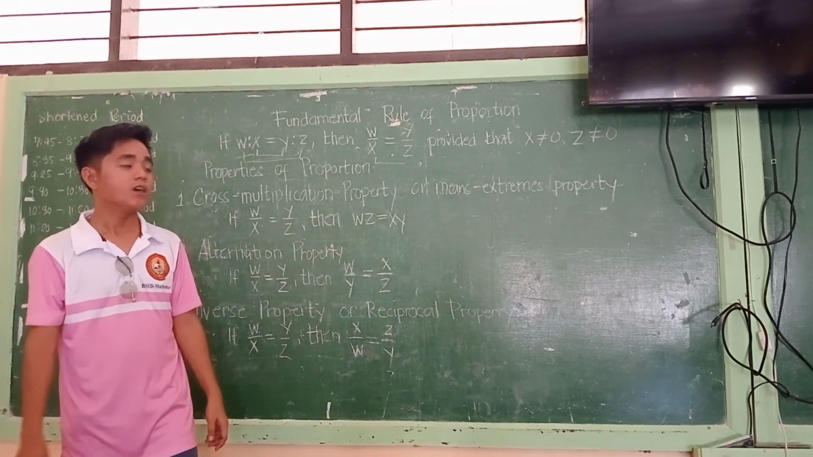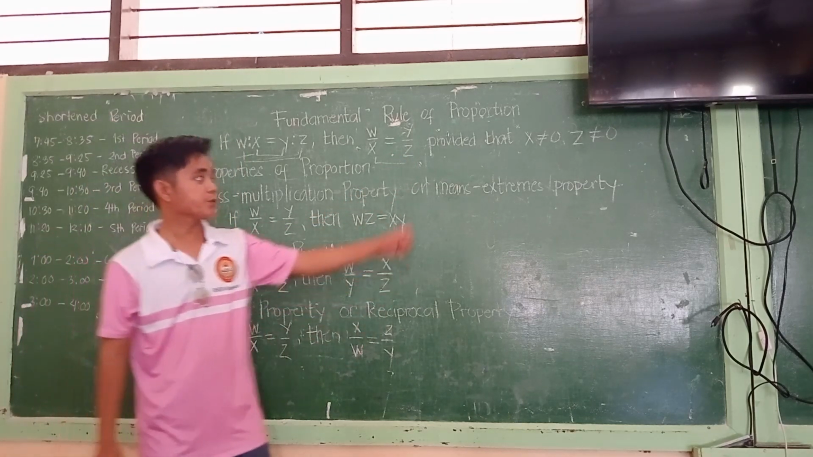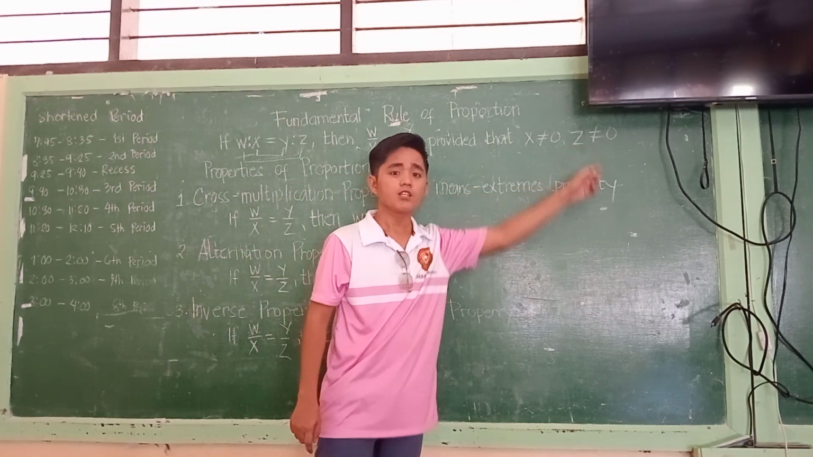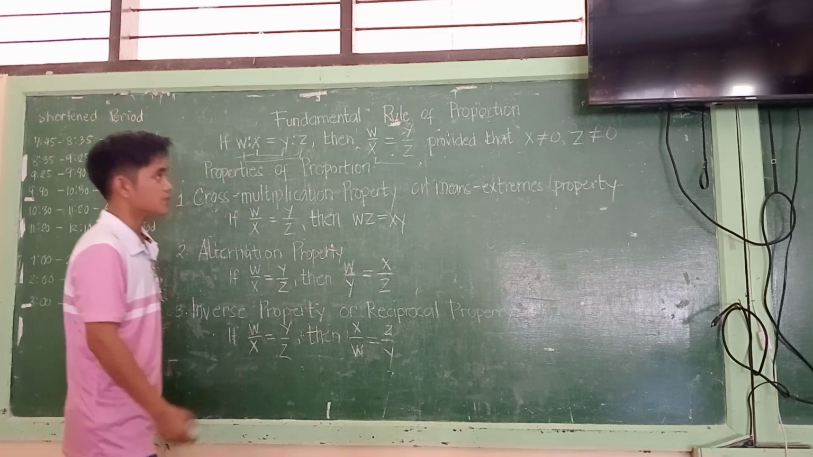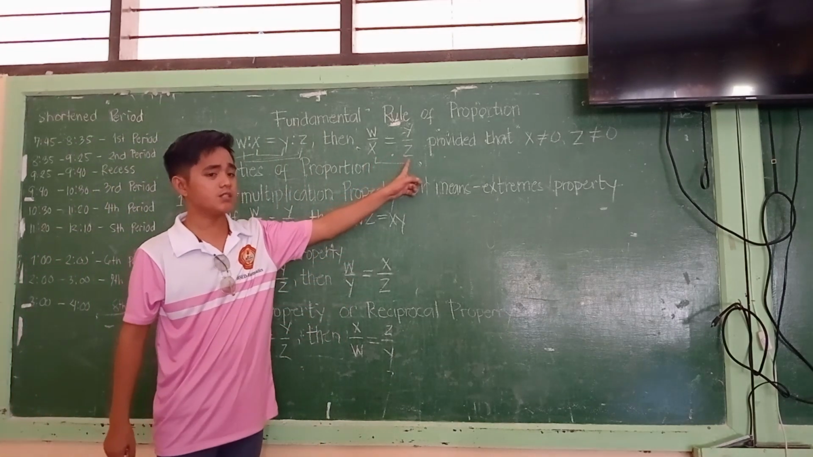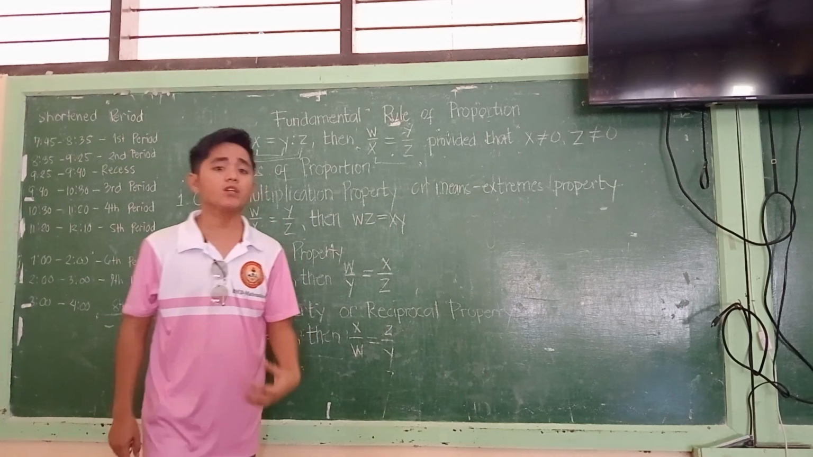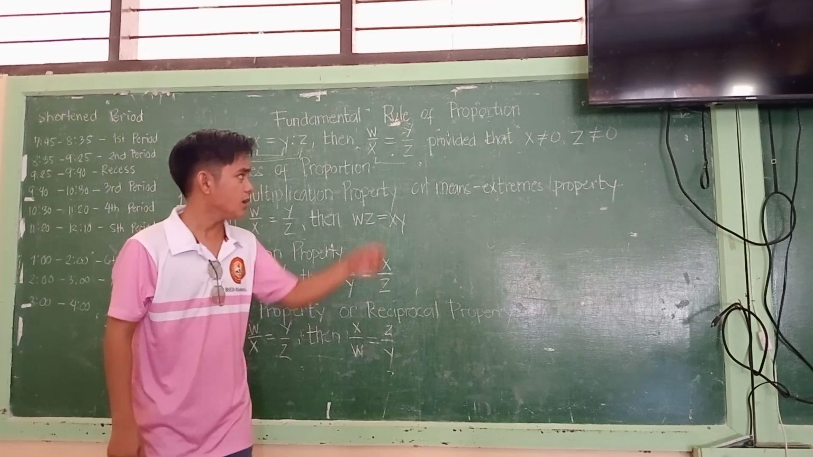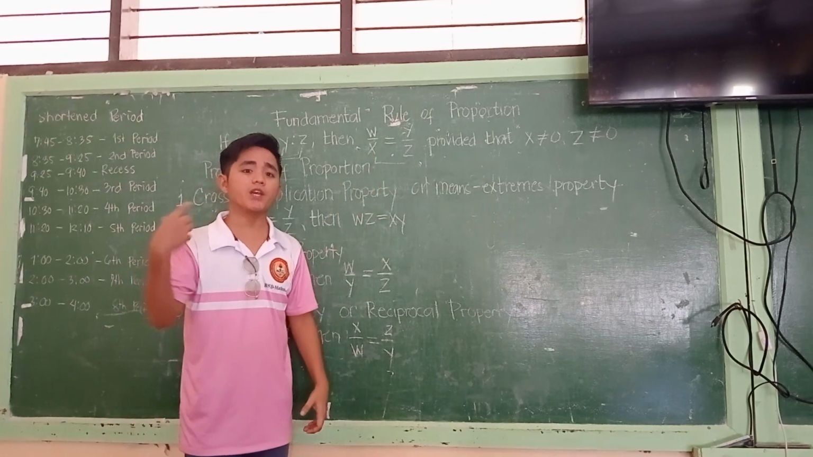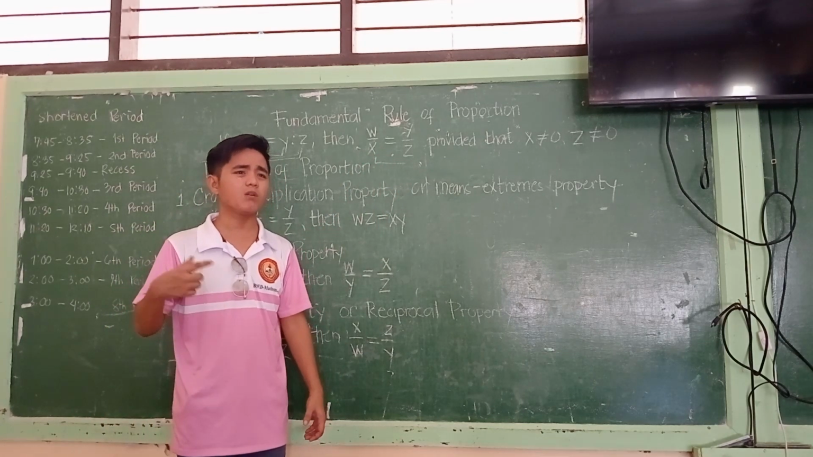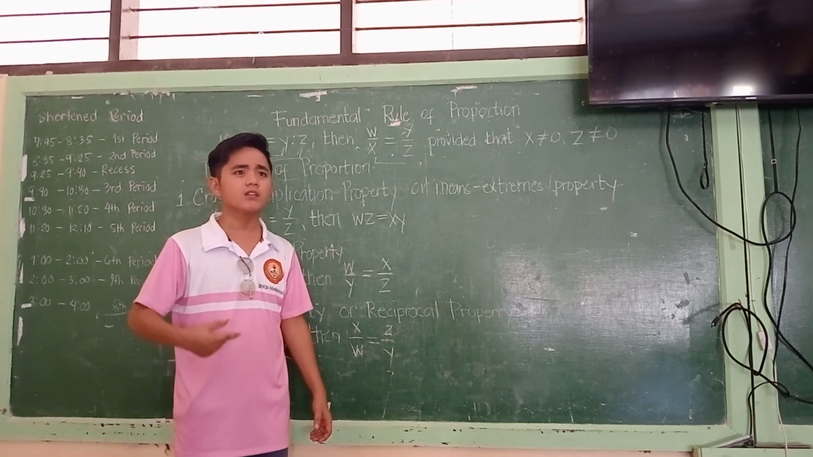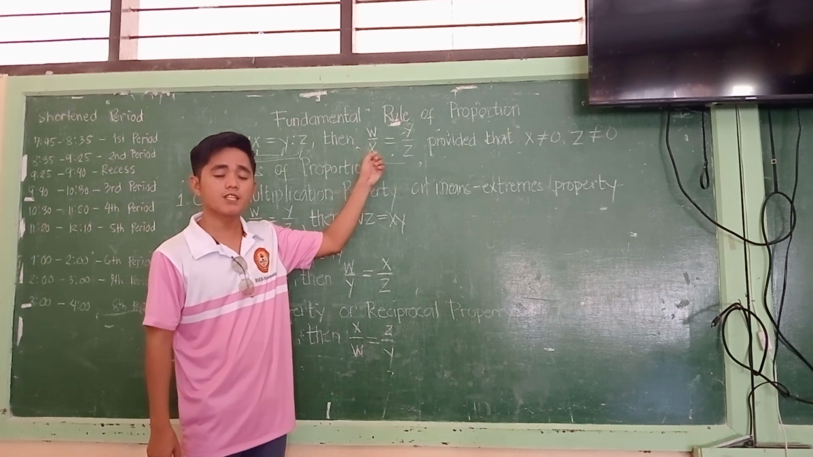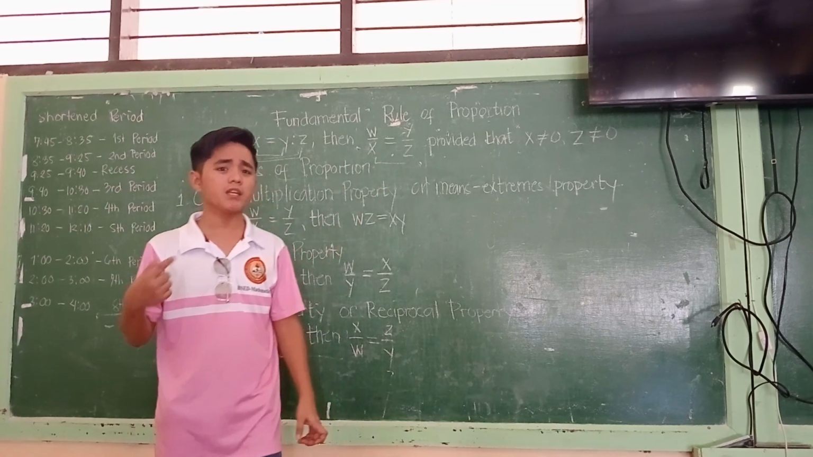Okay, nasabtan na ba? It also states that X should not be equal to 0 and Z should not be equal to 0. Why is that? Why should X and Z not be equal to 0? In mathematics, the denominator of all expressions, tanan yun, tanan expression, mapaunsa pa na siya, quadratic, linear, trinomial, as long as ang denominator, dili sila dapat 0.